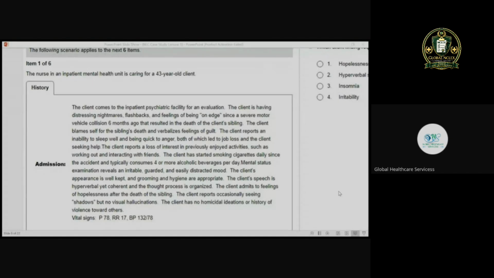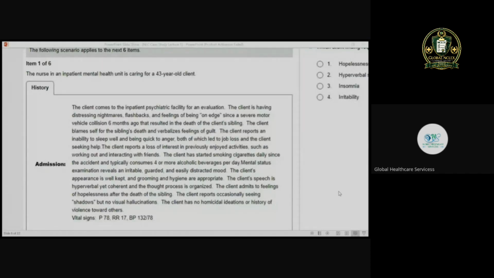The client seeking help reports a loss of interest in previously enjoyed activities such as working out and interacting with friends. The client has started smoking cigarettes daily since the accident and typically consumes four or more alcoholic beverages per day. This case study is very important. When you are reading, please make a map in your mind of what's happening with the patient, and what signs and symptoms the patient is experiencing.